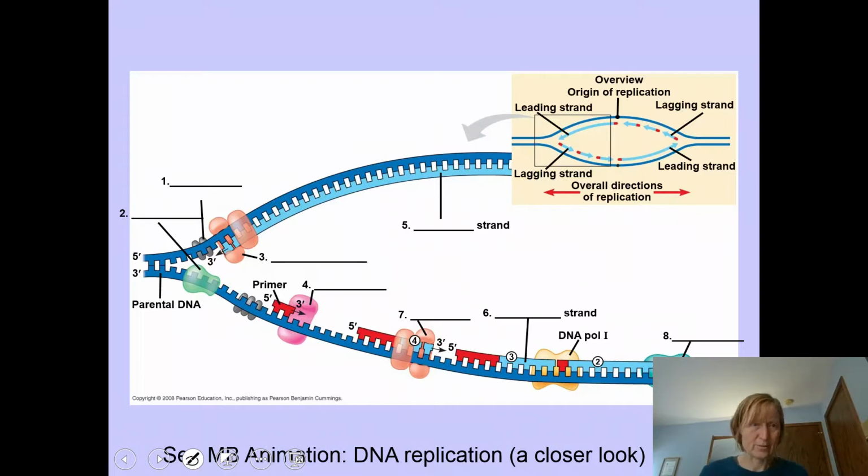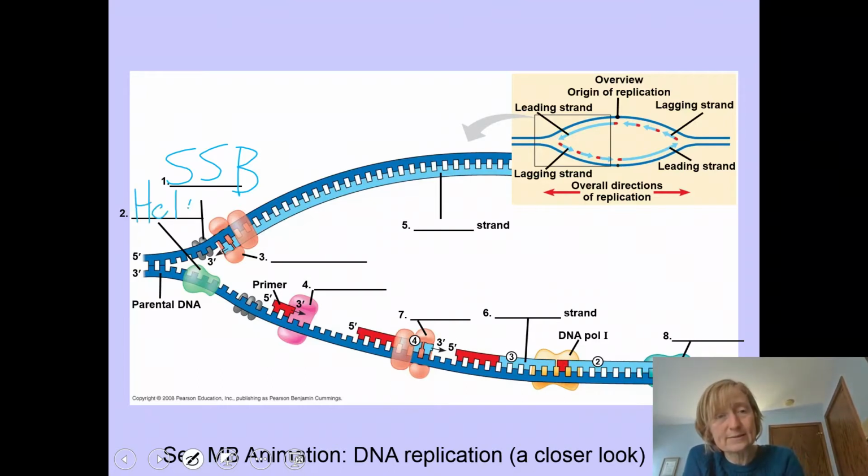I guess we'll do them in order, but I'm looking at a little section of a replication bubble. Also, it says look at the Mastering Biology animation here. That also might be good. And I think that we've already unwound the DNA. I'm guessing that the first blank there would be single-stranded binding proteins. The second blank would probably be the molecule that's unwinding the DNA. That would be helicase. Helicase does the job of unwinding the double-stranded DNA.